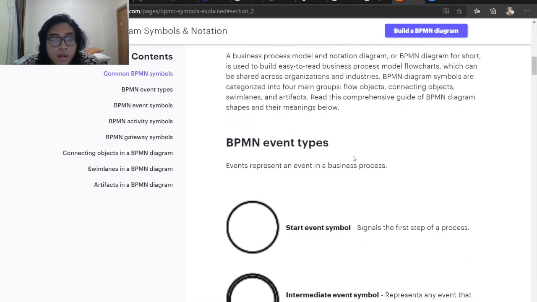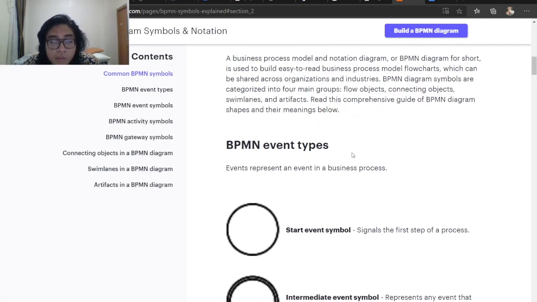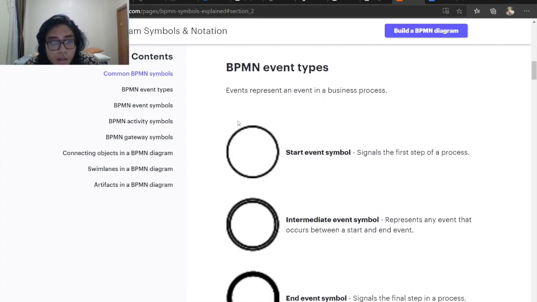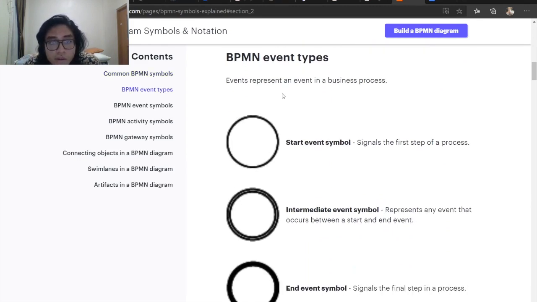So, in the BPMN diagram, there are four main categories. There are flow objects, connecting objects, swim lanes, and artifacts. So let's just jump into the next content. The first one is the event type.